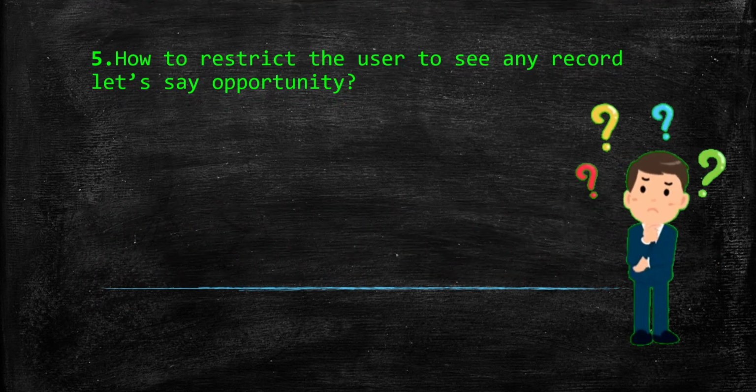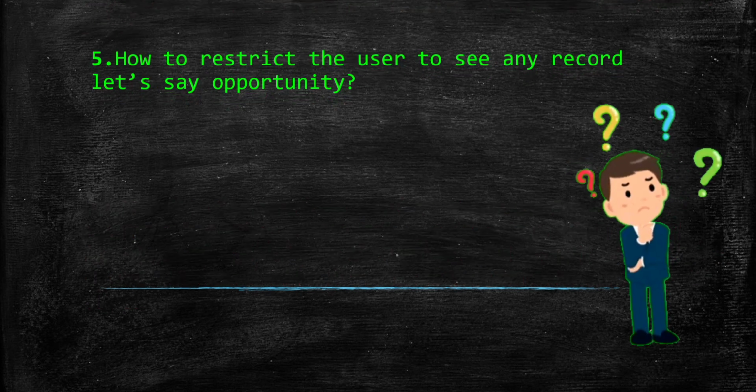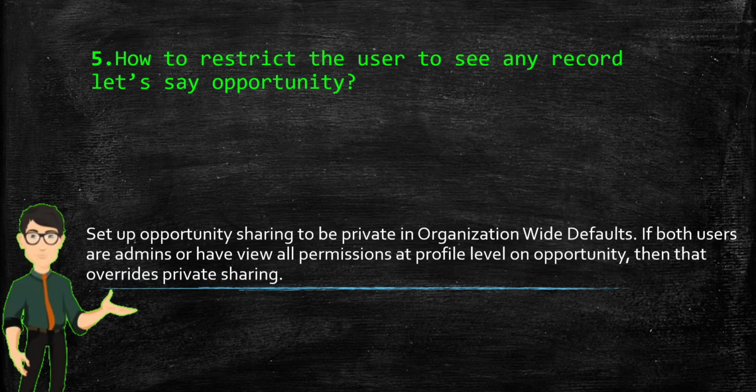Question number five is how to restrict a user from seeing any record, let's say opportunity. Set up opportunity sharing to be private in the organization-wide defaults. If the user is an admin or has View All permission at the profile level on opportunity, then that overrides the private sharing. Otherwise, it will not override the private sharing, and the user will only see their own records.